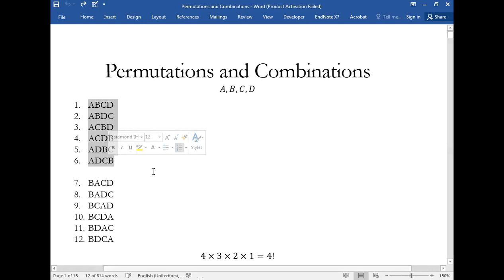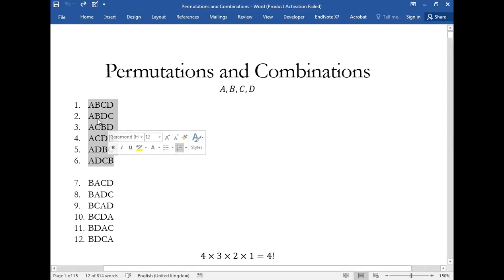If I keep B as the first one, will I have again 6 more arrangements? Then I kept C as the first one, I will have again 6 more arrangements. Then I kept D as the first one, I will again have 6 more arrangements or not. So how many arrangements are possible in total? 24. Now understand this thing.